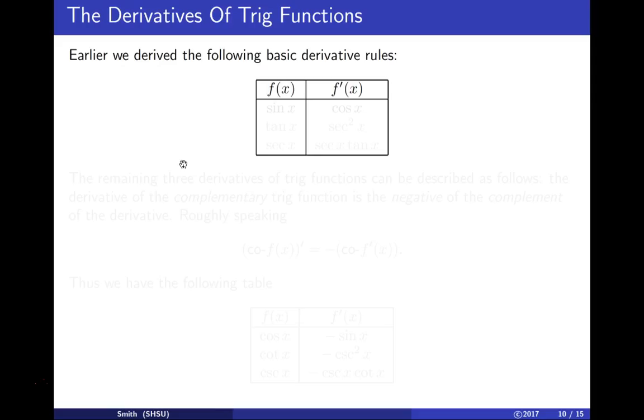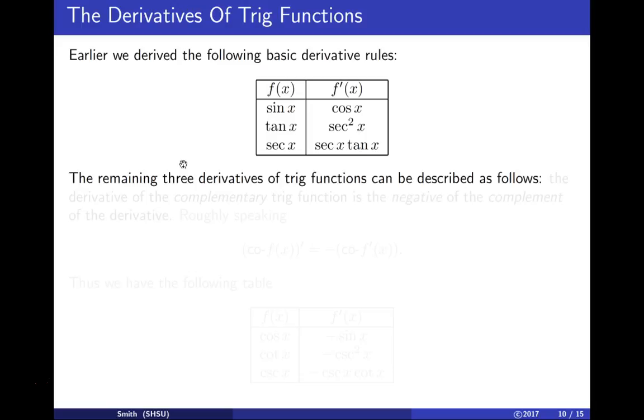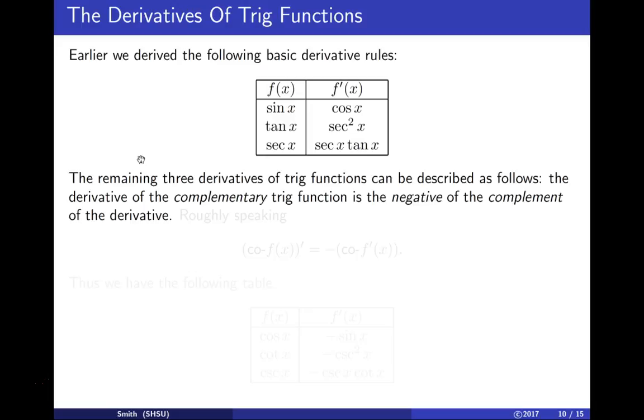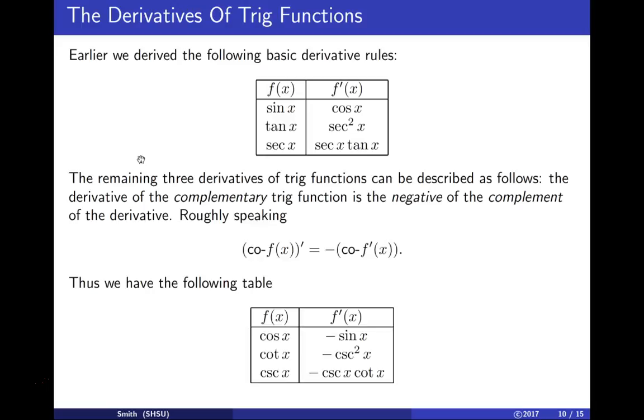Now, earlier we derived the basic derivative rules. The derivative of sine x is cosine, the derivative of tangent is secant squared, the derivative of secant is secant tangent. The remaining three derivatives can be described as follows. The derivative of a complementary trig function like cosine or cotangent or cosecant is the negative of the complement of the derivative. Roughly speaking, the derivative of co-f is minus co-derivative of f. That gives this table the derivatives of complementary functions.